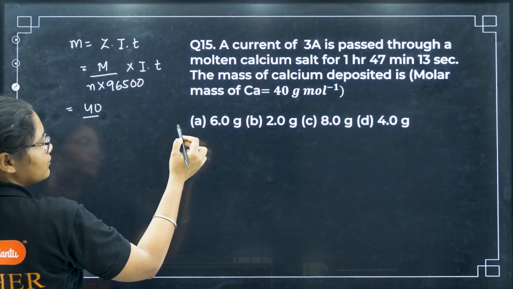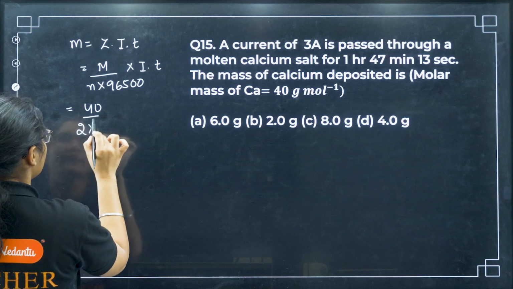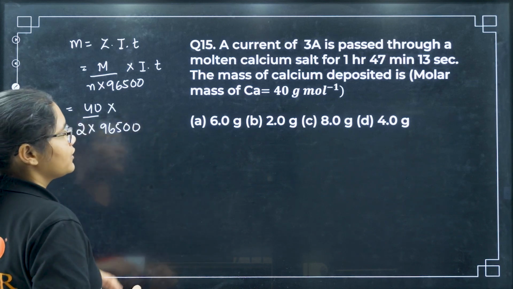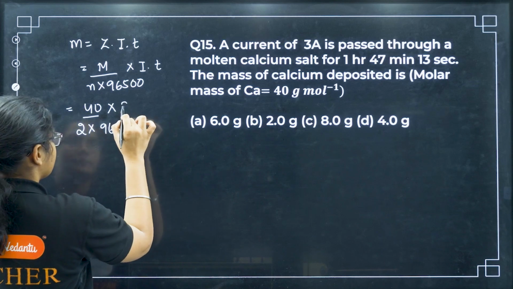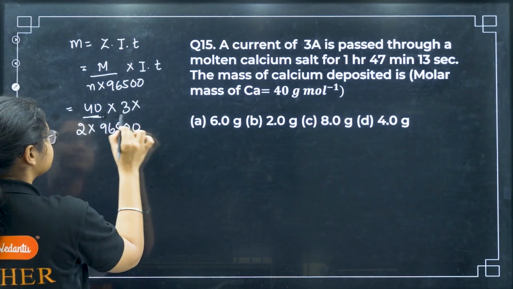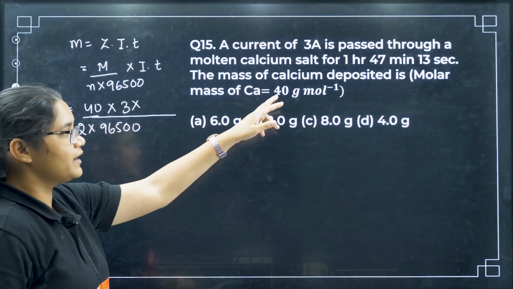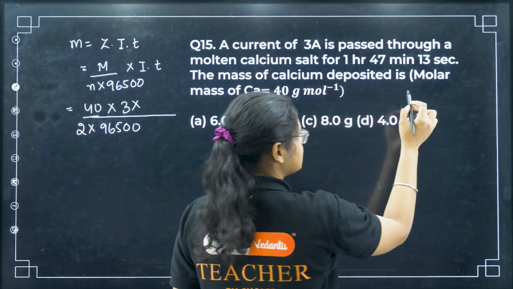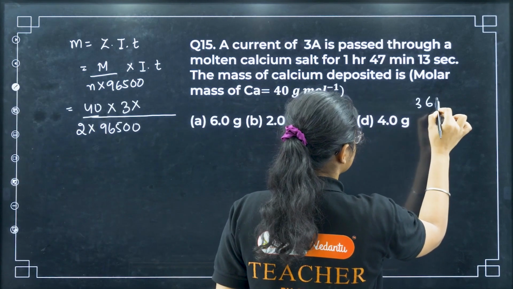For calcium, 2 electrons will be required, and F is 96500. I is what? Current is 3 ampere, right? Now time. See, time was 1 hour 47 minutes and 30 seconds. So what I will do, 1 hour is 60 minutes, so 3600 seconds.